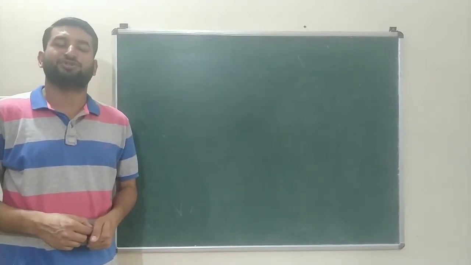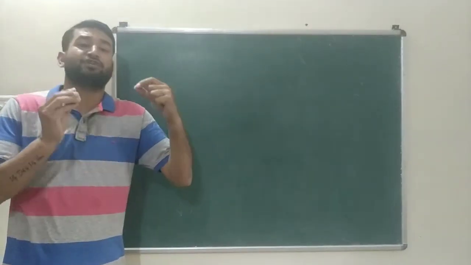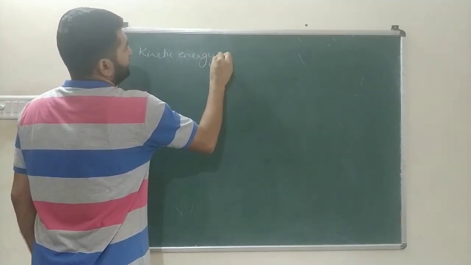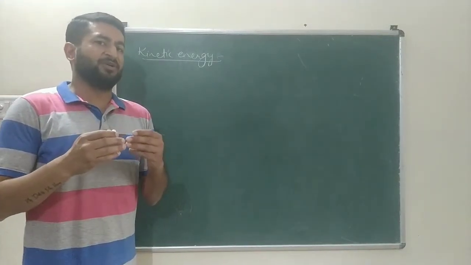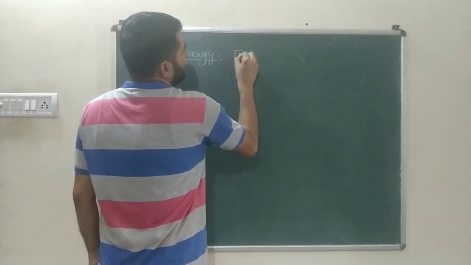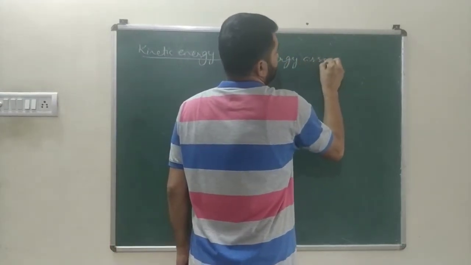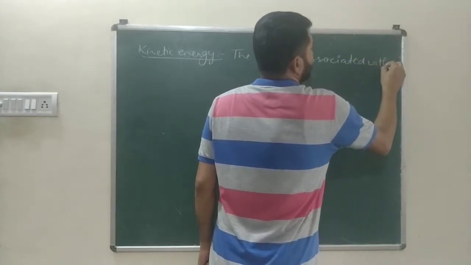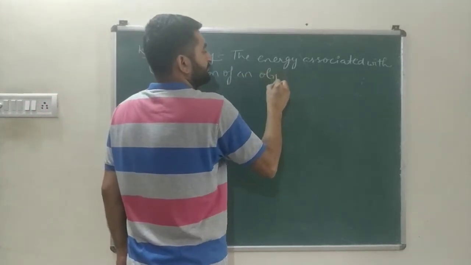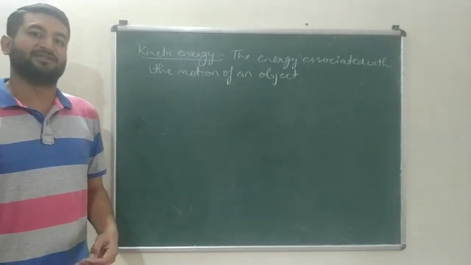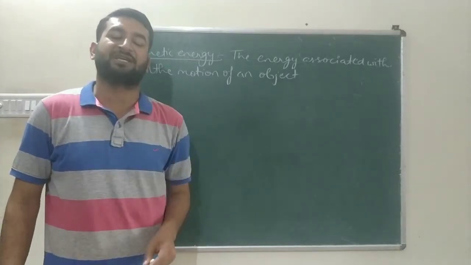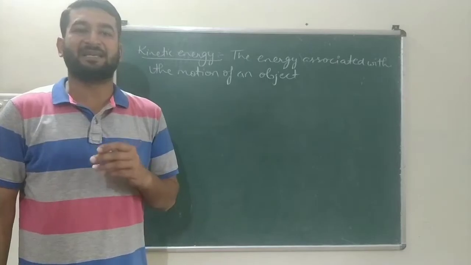Now we discuss the classification of matter. But before studying the classification of matter, first we understand two terms. The first one is kinetic energy. You will study a chapter in your physics syllabus, that is work and energy. In that chapter you will study the term kinetic energy. What is kinetic energy? The energy associated with the motion of an object is known as kinetic energy. Whenever an object is moving, that moving object has energy, and that energy is known as kinetic energy.